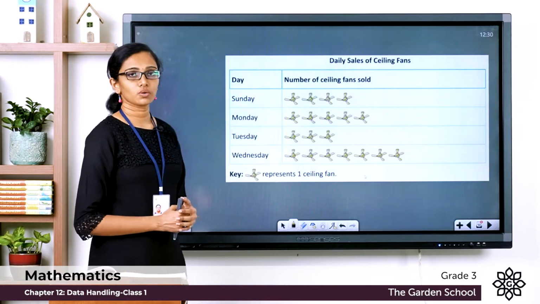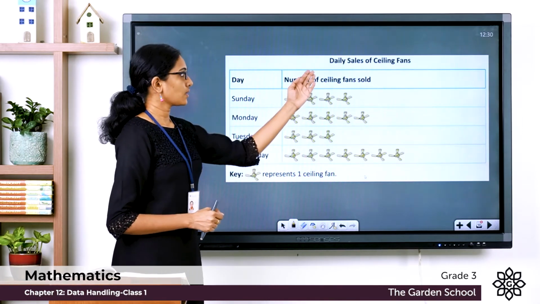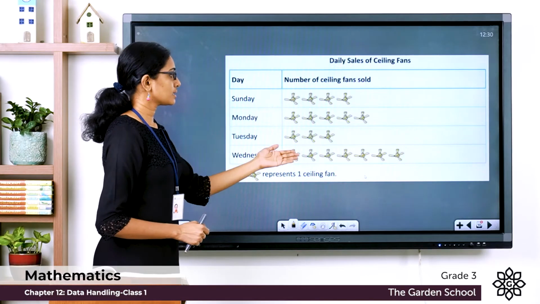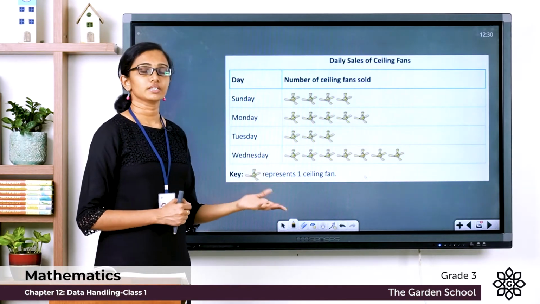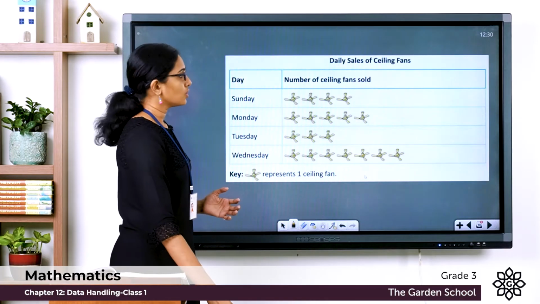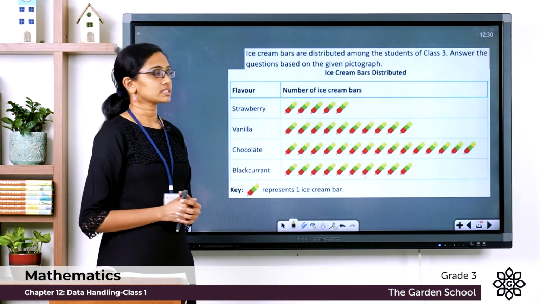So the final pictograph will look like this. You have a heading or title, you have the labels, you have the symbols, and you have the key described. So I hope this concept is clear to you now. Now we'll see one example question.